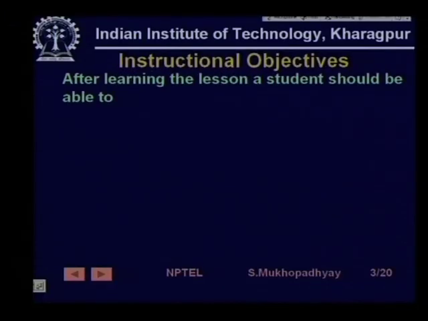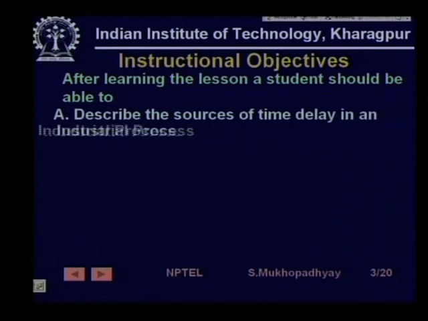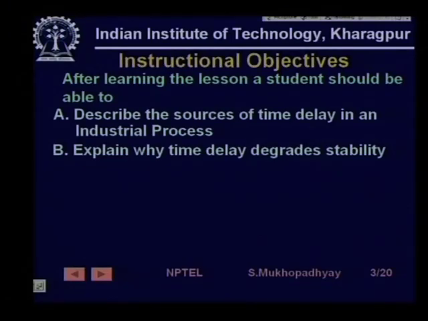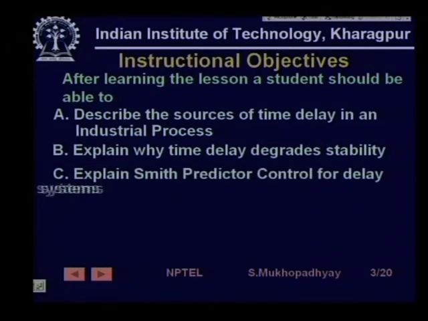So, as is our practice, we will first look at the instructional objectives for this course. First of all, we need to understand how time delays arise in industrial processes, and then we need to understand what is the effect of this delay and why it generally degrades stability and creates problems. And finally, in the context of time delay, we have to look at least one effective way of controlling it and see what it involves.